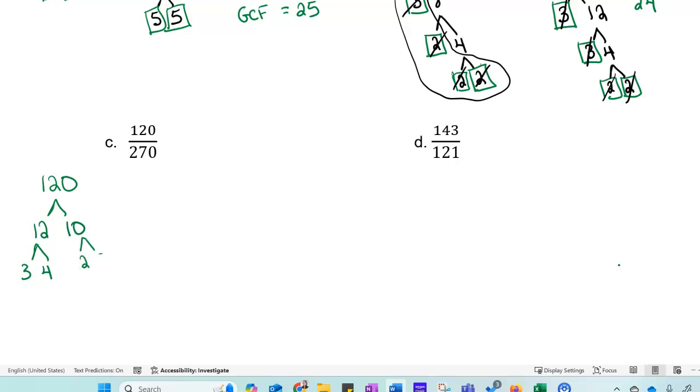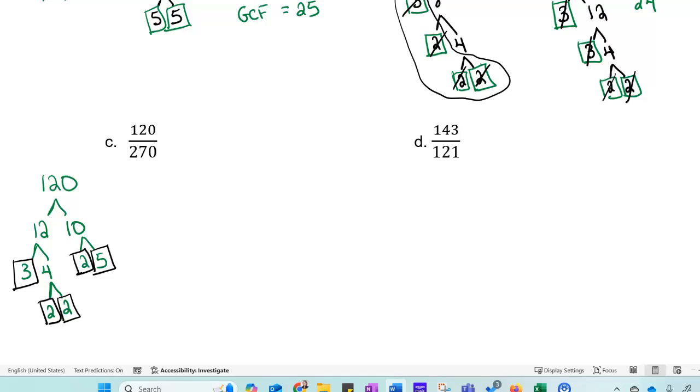This is 2 and 5. So now I'm going to go ahead and box those off because those are prime. 3 is also prime, but I still have the 4 that I need to break down, and that becomes 2 and 2. All right, so I don't see any other numbers that can be taken down any further.